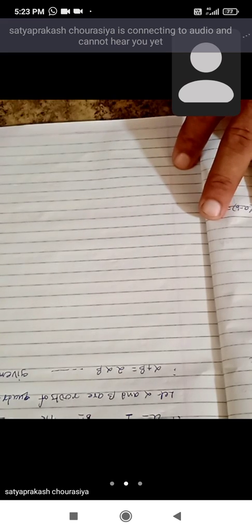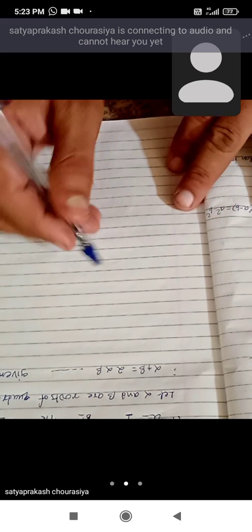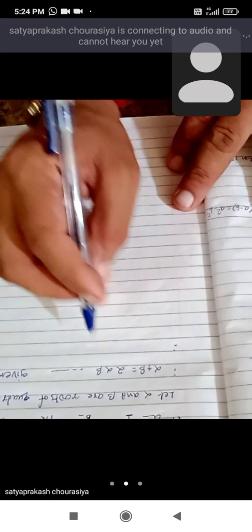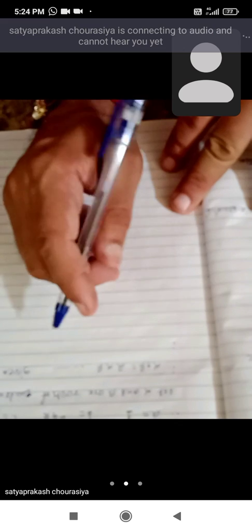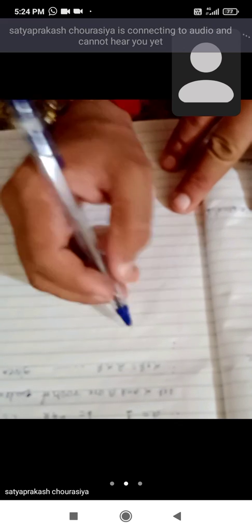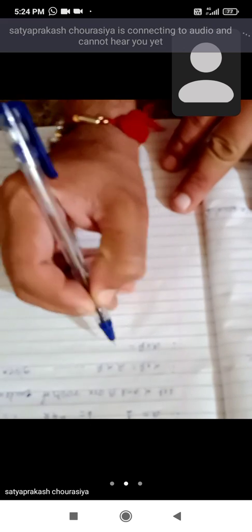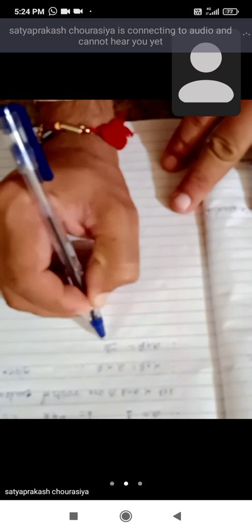Given. Now we know that sum of the roots is equal to minus b upon a.